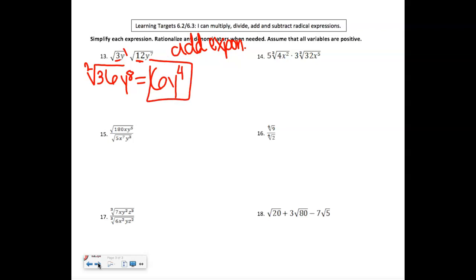Okay. Our next one, I need you guys to notice we have numbers in front, so we actually have to multiply those first. So I have to multiply my 5 and my 3. So I'm going to have 15 here. I have to multiply my inside stuff, so I'm taking 4 times 32. I'm going to have 128. And then again, we're adding our exponents. Okay. This should look like a problem that we did on the front. 128, I'm going to split that between 64 and 2.